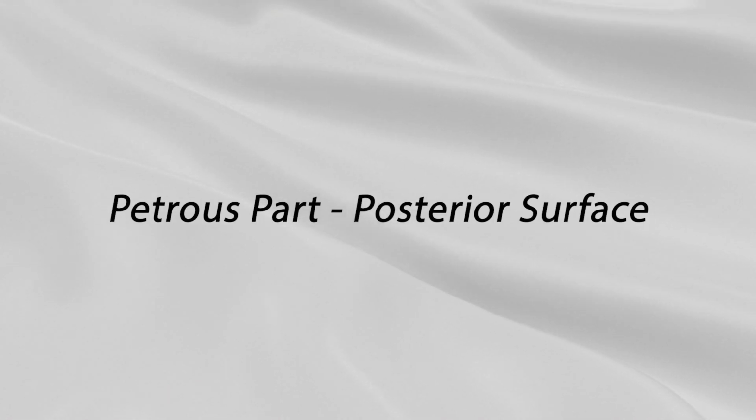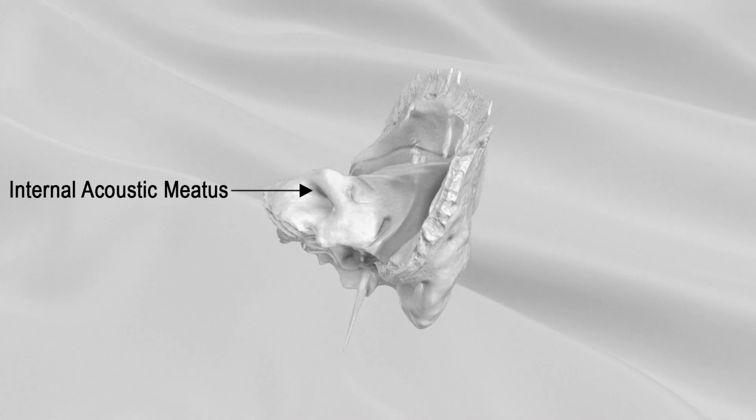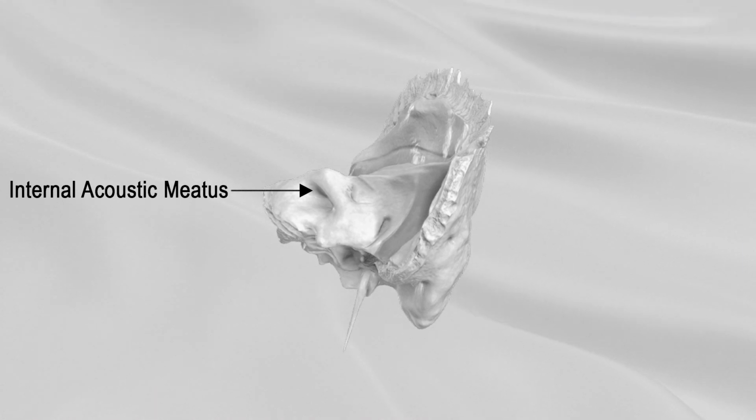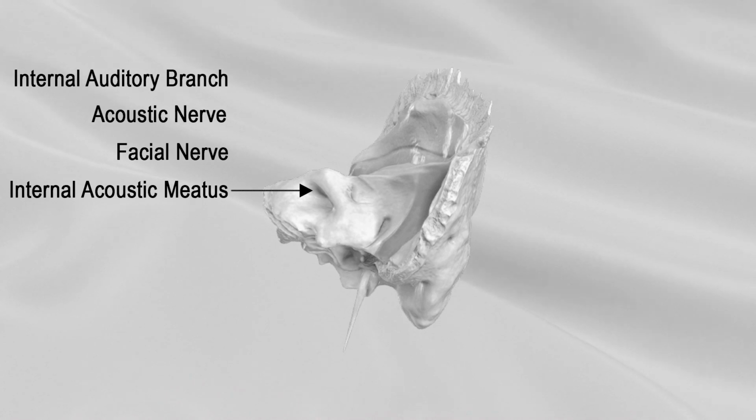Petrous part, posterior surface. The internal acoustic meatus is a large orifice of variable size, with smooth and rounded margins. It leads into a short canal, about 1 centimeter in length, which transmits the facial nerve, acoustic nerve, and the internal auditory branch of the basilar artery.